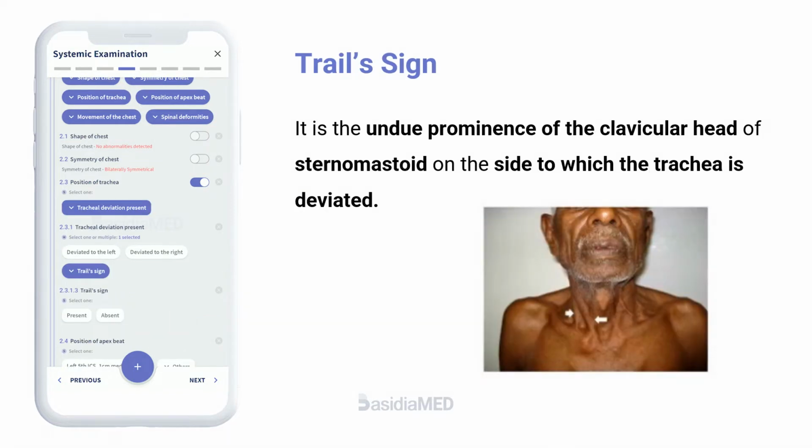Tracheal sign. It is the undue prominence of the clavicular head of sternomastoid on the side to which the trachea is deviated. The pretracheal fascia encloses the clavicular head of sternomastoids on both sides. When the trachea is shifted to one side, the pretracheal fascia covering the sternomastoid on that side relaxes, making the clavicular head more prominent on the side of tracheal deviation.